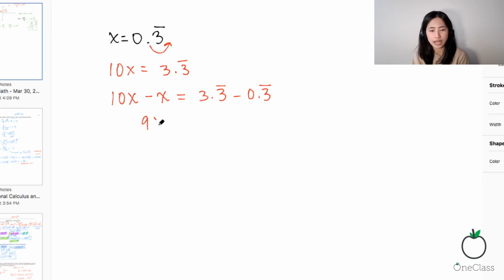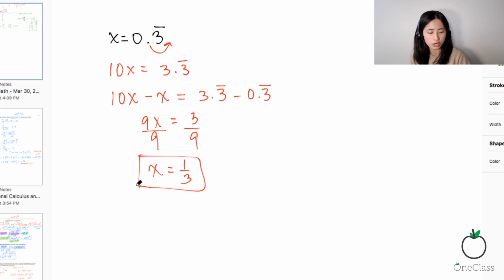As a result, I get 9x, and this would be 3.3 minus 0.3, which is just 3. So it's a whole number now. Now you have to divide this by 9, so I have x equal to 1 over 3. Therefore, when you type this into your calculator, 1 divided by 3, you get 0.3 repeating, and it's right.